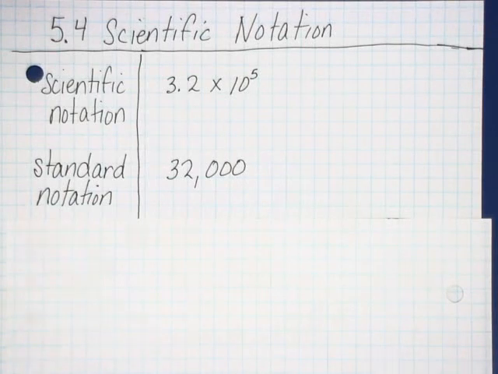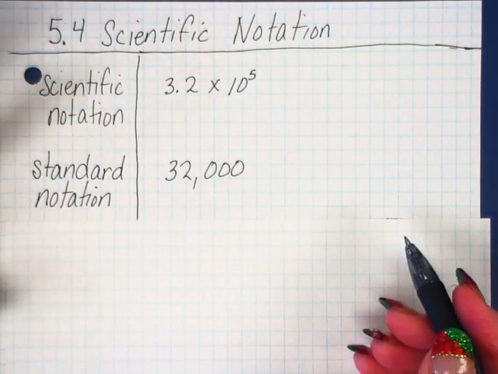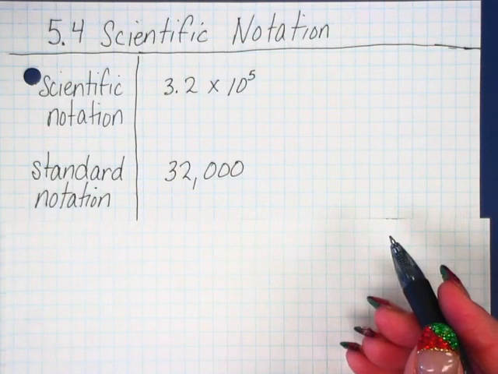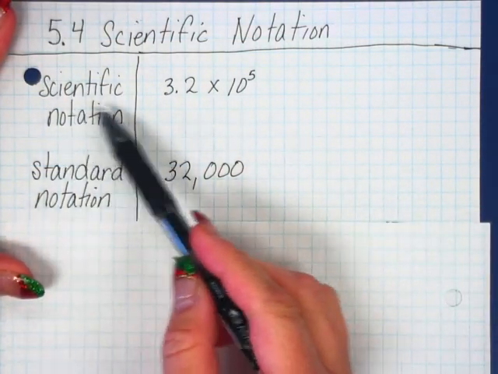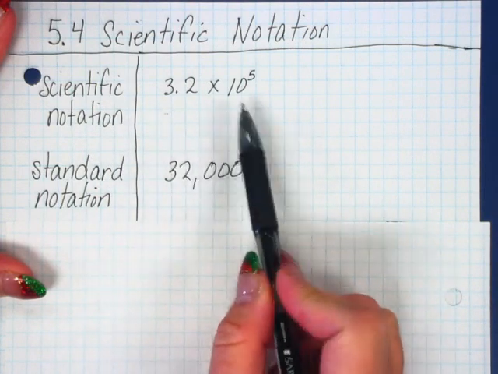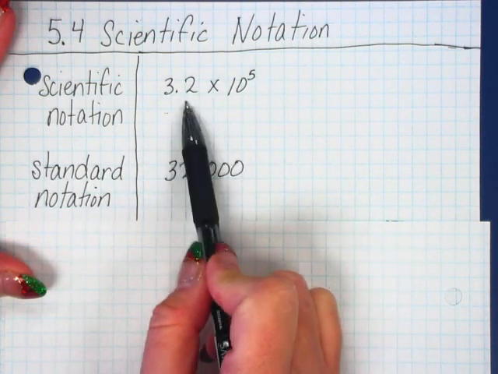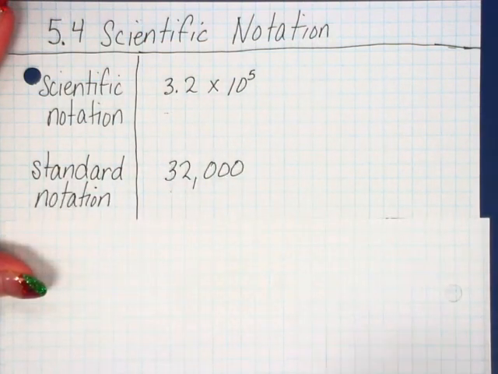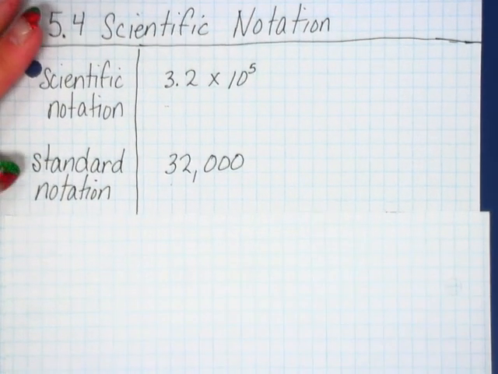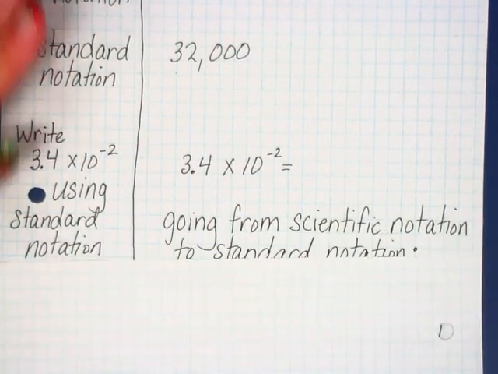All right, so now we're talking about scientific notation, and we're going to use all we've learned so far in sections 1, 2, and 3 of chapter 5 to help us understand scientific notation a little better. So, writing in scientific notation looks like this: 3.2 times 10 to some power. So, something times 10 to a power. Standard notation is how you and I write numbers most of the time. So let's look at writing this using standard notation.